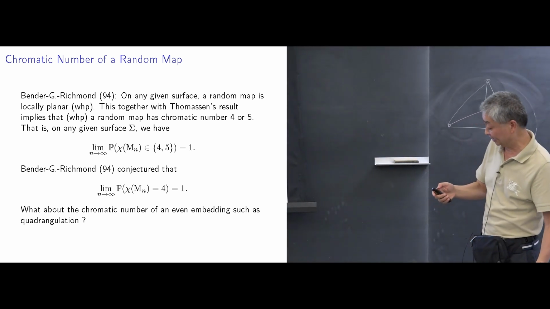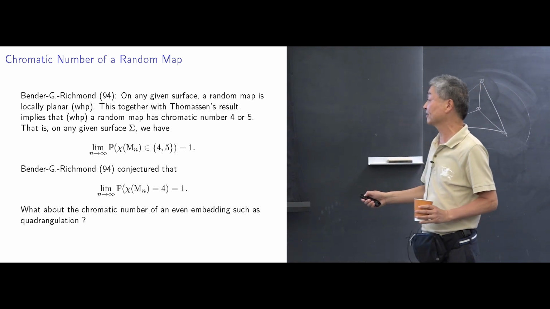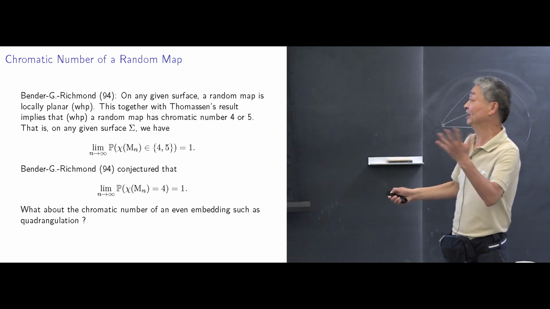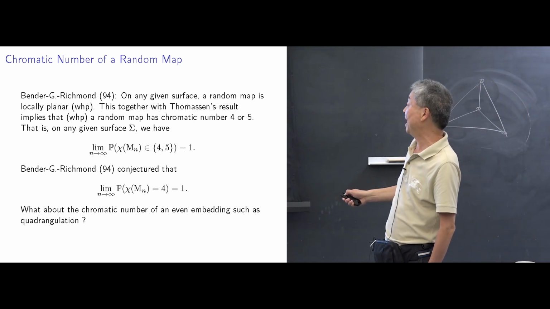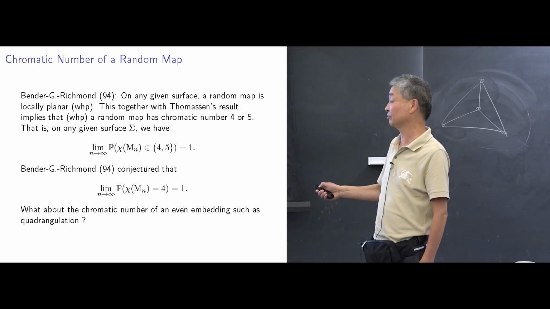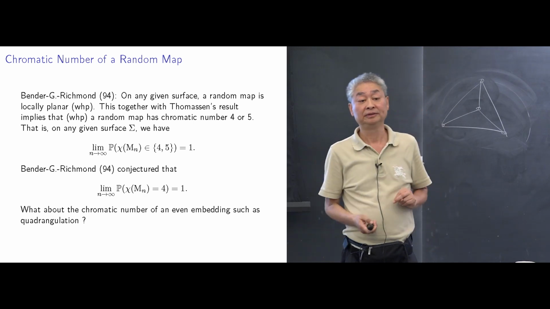Well, that combined with Thomason's coloring result then shows that on any given surface, non-planar to be more interesting, right? Then the chromatic number is either 4 or 5. It's at most 5. It's at least 4 with probability 1. So only 2 possible values, okay?